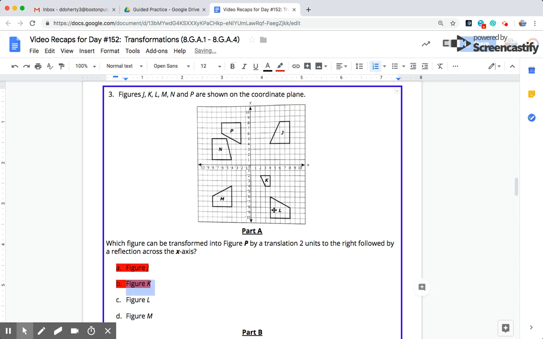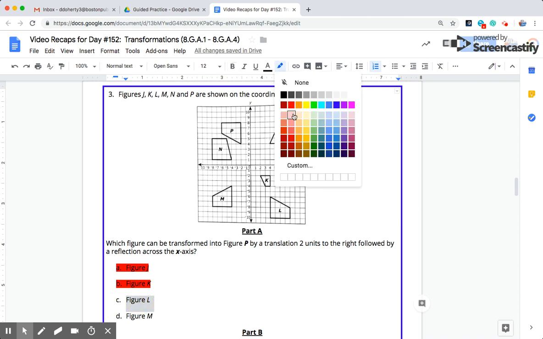Figure L, we see over here. If we move that 2 units right and we flipped it across the x-axis, it's going to end up in quadrant 1. That's nowhere near figure P. So we better hope figure M works.